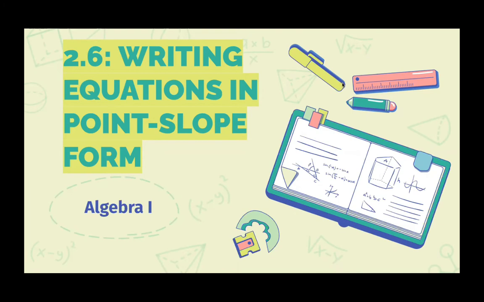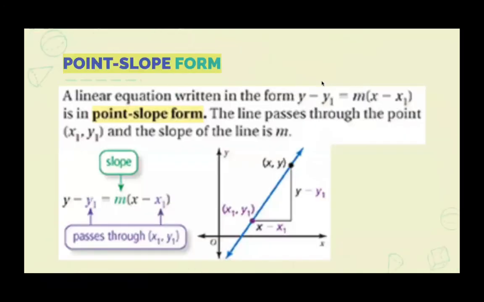Today we'll be finishing up Chapter 2 with lessons 2.6 and its extension. These two lessons mainly focus on writing equations in different situations. So we'll go ahead and begin with lesson 2.6, which covers writing equations in point-slope form. Let's go ahead and take a look at what point-slope form is.